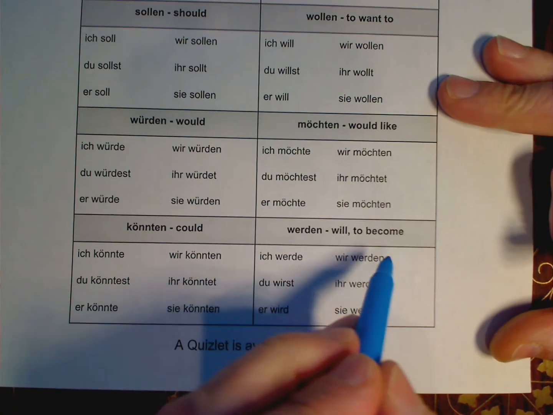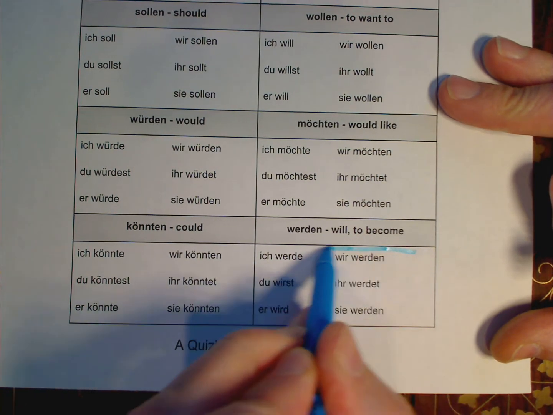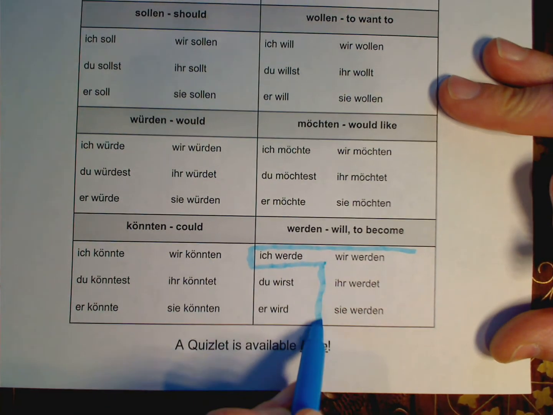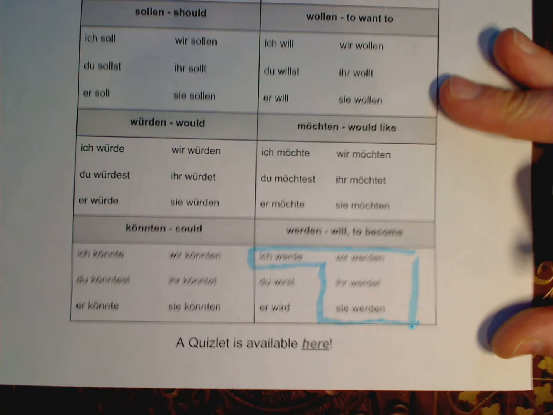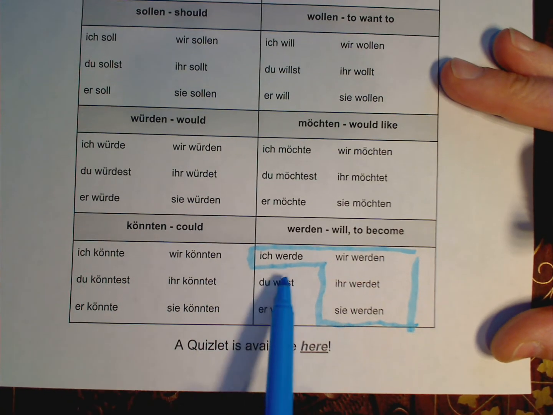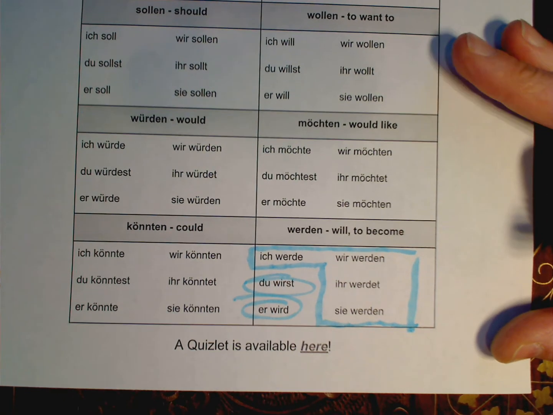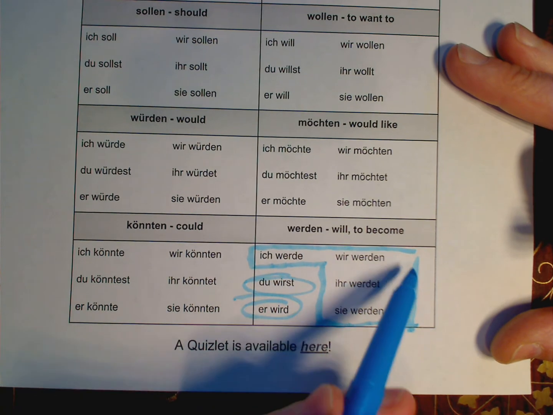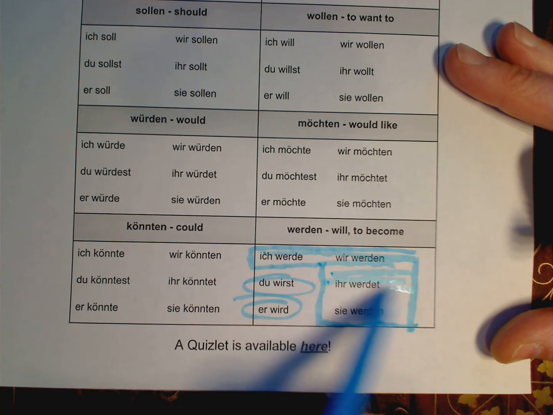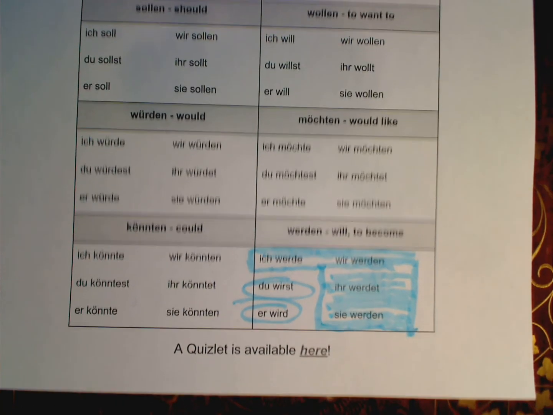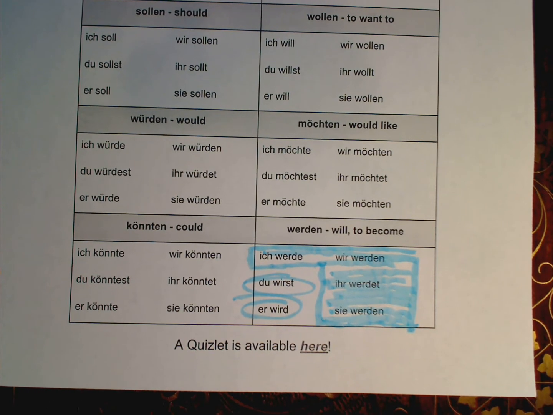I'm just going to draw a little line around there so that we can get a little visual on that. So remember, the irregular forms of the verbs are outside the pot. The regular forms are inside the pot. So the verb werden is the one pot verb. All of the other ones are crock-pot verbs.